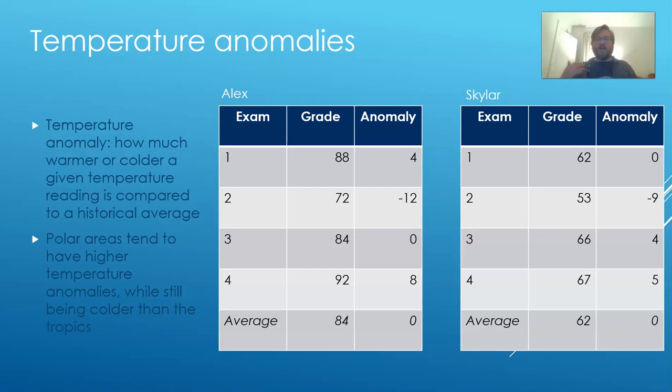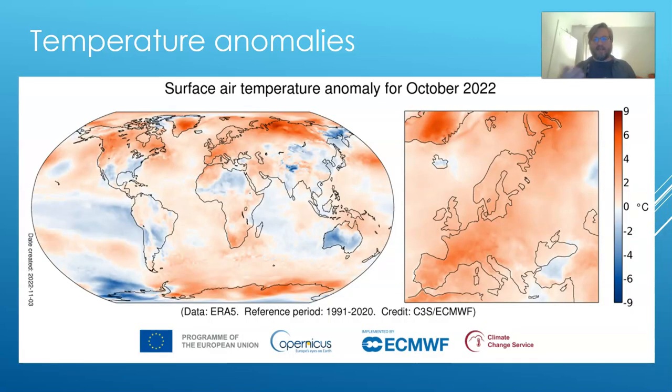So we see a greater amount of warming happening in polar areas, even though polar areas are still colder than the tropics. So if we've got the tropics up here, polar areas here, tropics warm by a little bit, polar areas warm by a lot more, but not enough to catch up to the tropical areas. We can see this if we look at this map.